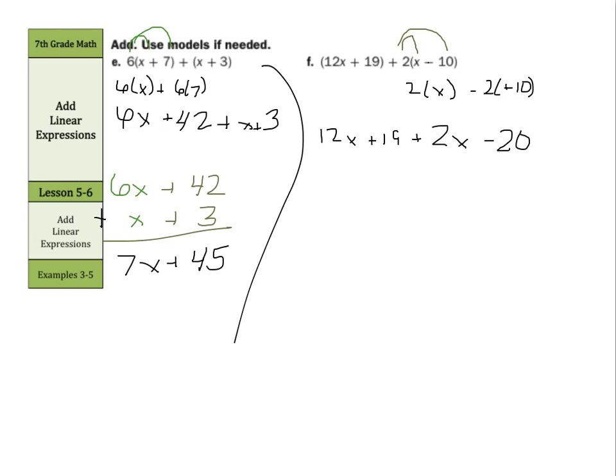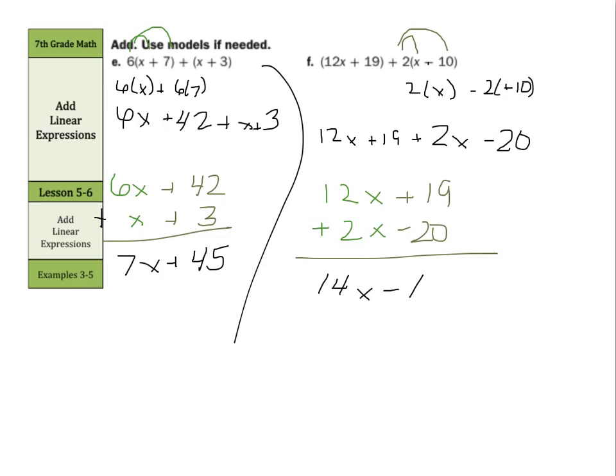And if we write this in our columns again, we have 12x plus 19 plus 2x minus 20. And so now we have 19 plus a negative 20. Well, 19 plus negative 20 is negative 1, so minus 1. And 12x plus 2x is 14x.